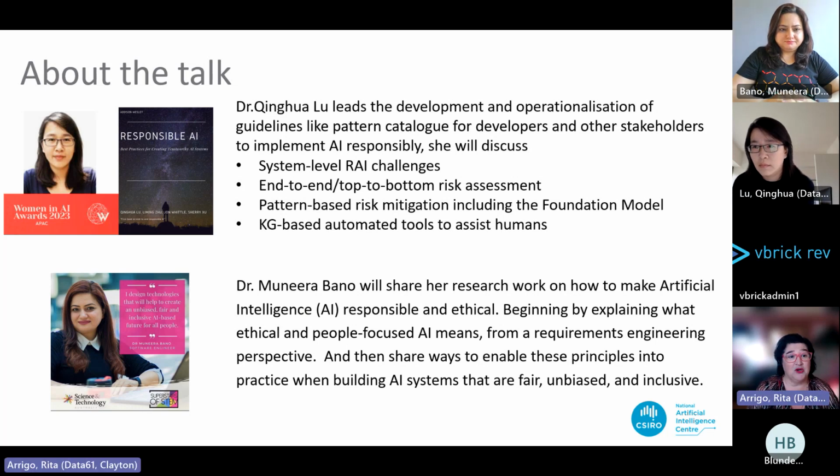After Qinghua, we're going to be joined by Dr. Muneera Bano. She will be sharing her research work on how to make artificial intelligence responsible and ethical. She's going to begin by explaining what ethical and people-focused AI means. And then she's going to take us on a journey around how that is expressed from a requirements engineering perspective. And then she'll share ways to put these principles into practice when building AI systems that are fair, unbiased, and inclusive.